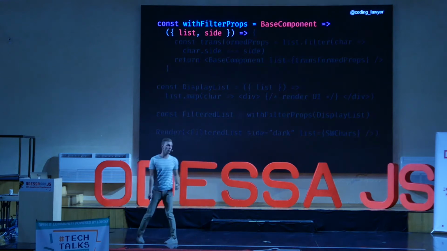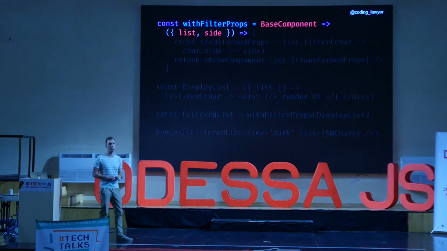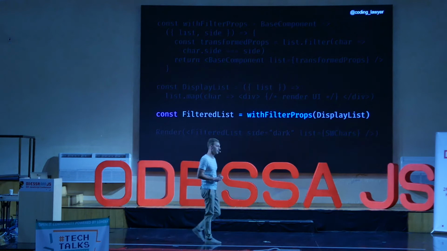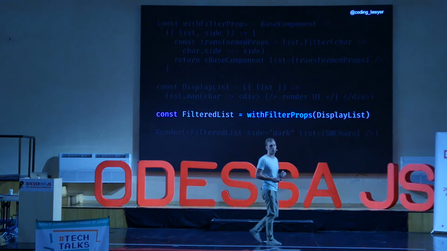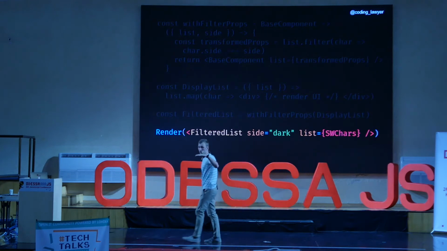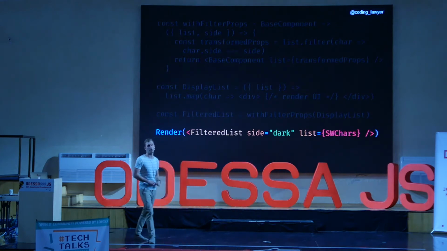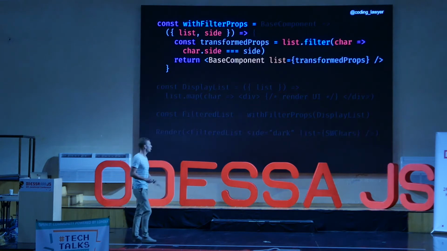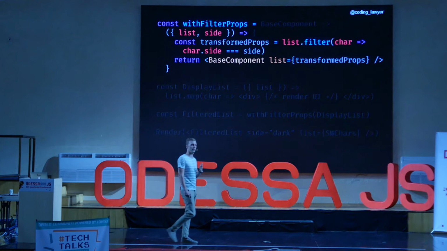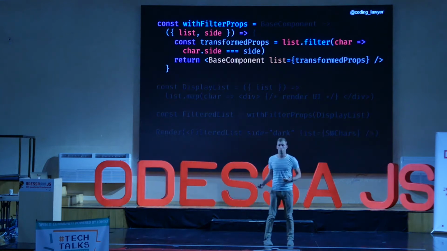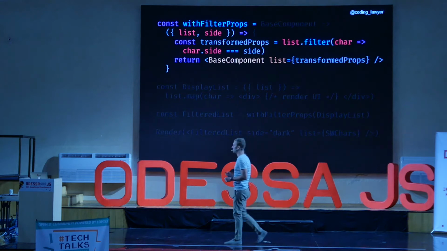And we get back a new component waiting for the list and side prop. And we store this component as filtered list. So filtered list is a component waiting for the props. So we pass it props. When we do that, the props go to the filtered list component. That is the component returned from the withFilterProps. Here we use our filtering logic and filter the characters, so we get characters belonging to the dark side, and then we just display the list of Star Wars characters.